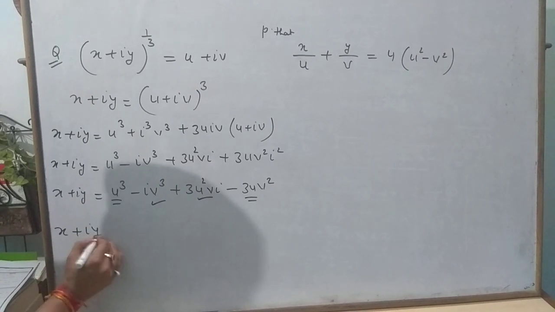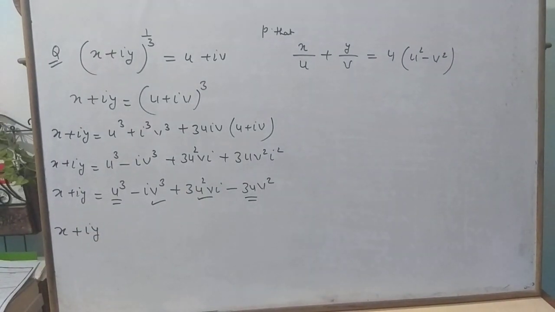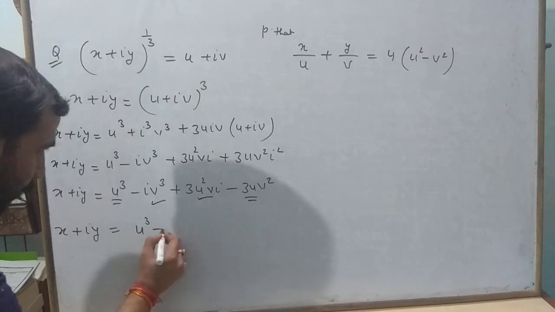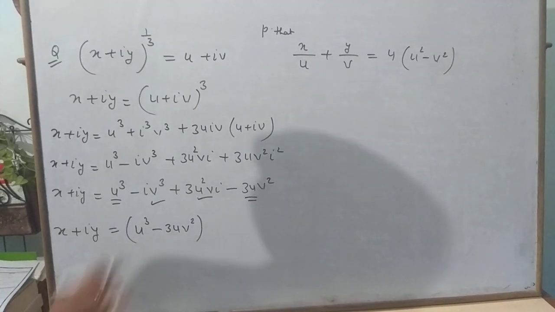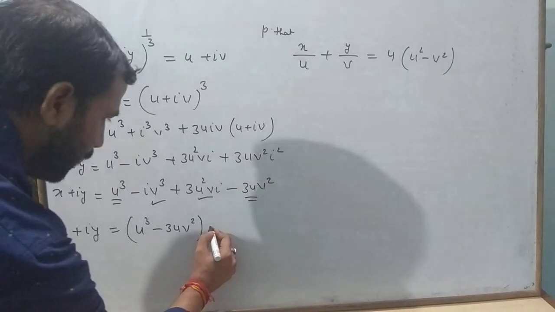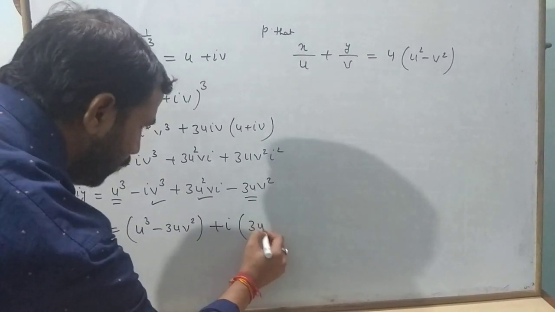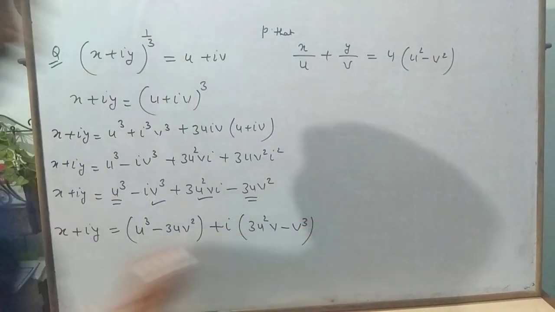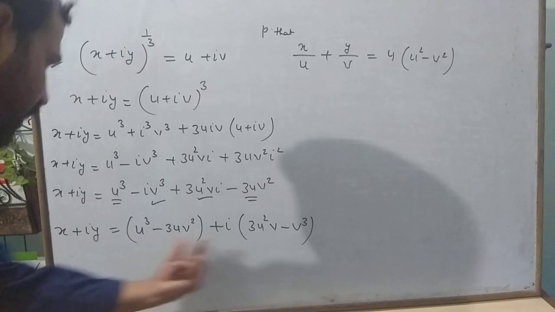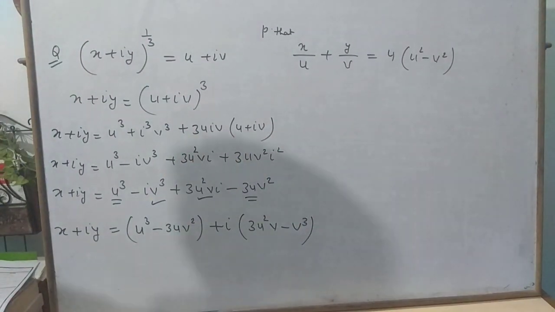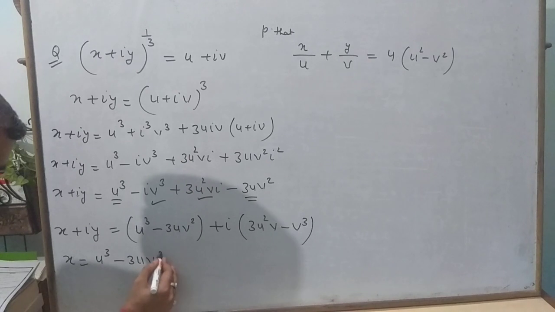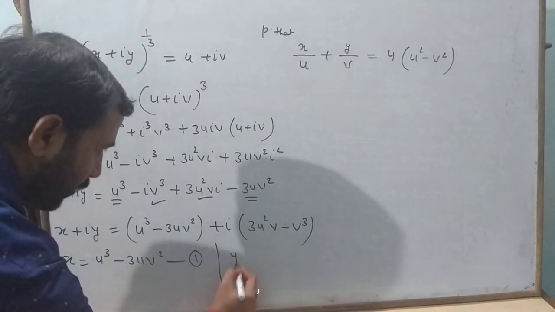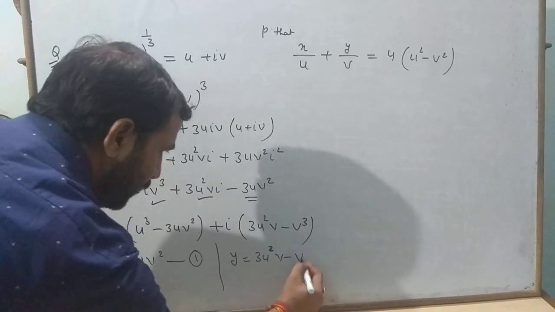So we can write the expression in such a manner that real and real are together, and imaginary and imaginary are together. It can be written as (u³ − 3uv²), keep in bracket like this. It represents the real part only because it does not contain any i. Then iv³ + 3u²vi; if we take i common, it becomes i(3u²v − v³). After writing in this way, you will see this is the real part and this is the imaginary part. Then comparing the coefficients both sides, x = u³ − 3uv². This is equation number 1. And y = 3u²v − v³.